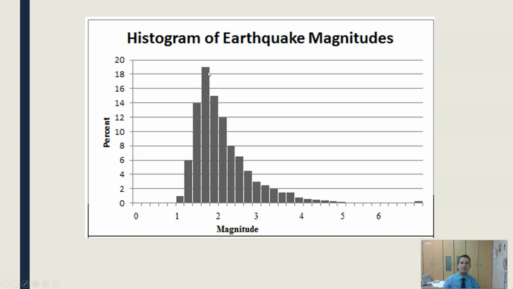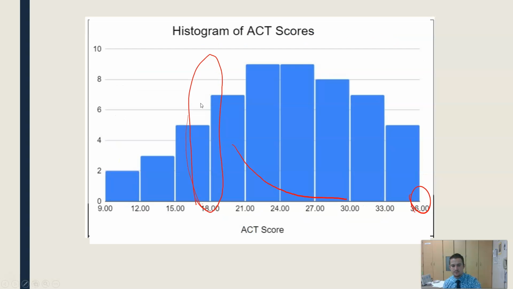Here's a histogram of earthquake magnitude. They measure earthquake magnitude based on the Richter scale, right? So it looks like most of my earthquakes fall right in this category, between like 1.5 and 2 in magnitude. And it seems like there's fewer really large earthquakes. We have one all the way out here, one really huge earthquake. But most of my earthquakes have a magnitude between like 1.5 and 2.